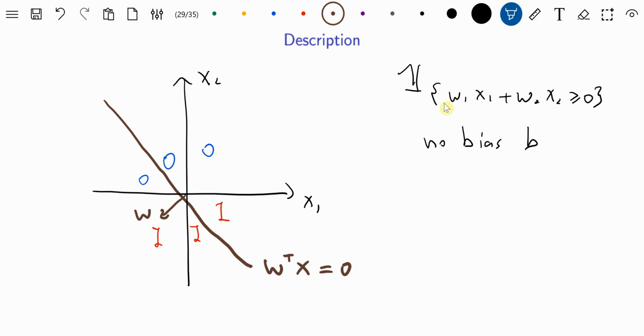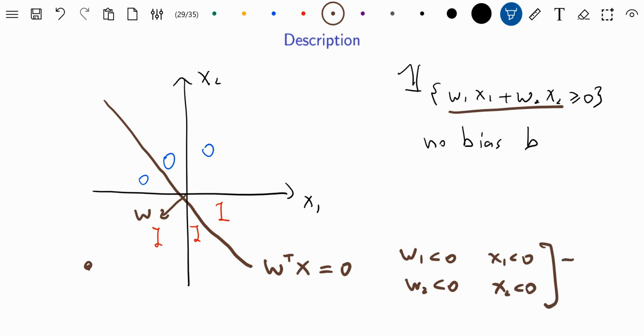So here w1 is less than 0, w2 is less than 0. So let's try a point. This point has x1 less than 0, x2 also less than 0. So if you multiply them together like this, it will be plus and plus. So the whole thing will be larger than or equal to 0. And when it's larger than or equal to 0, it's labeled 1. So points on this side will be labeled 1, and the other ones will be labeled 0.